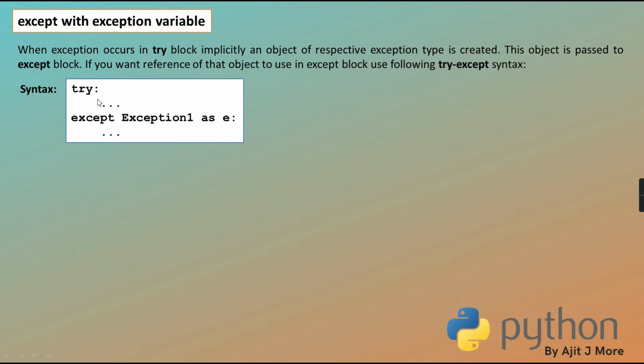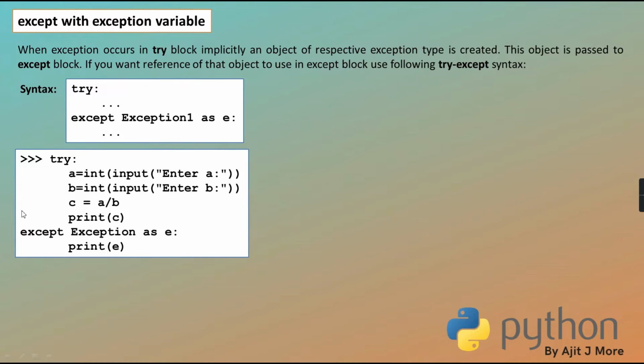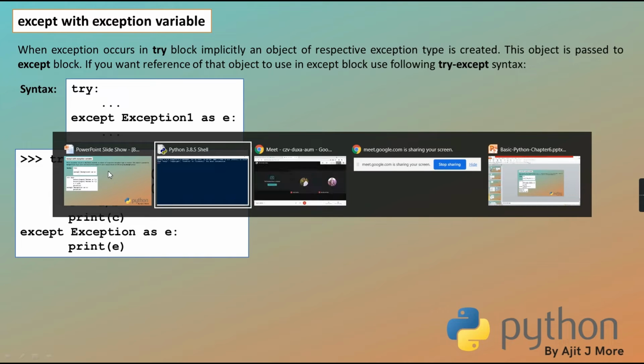Very simple. Try your try block, except exception type as, and then the name of the variable. So in this variable, what will be received? The reference of that exception object. Whichever exception has occurred, its reference will be received here. And then if you want, you can access its methods also. Like if you pass this e to print, it will call its dunder method, double underscore str double underscore. Just an example I have given, or here only quickly I will tell you.